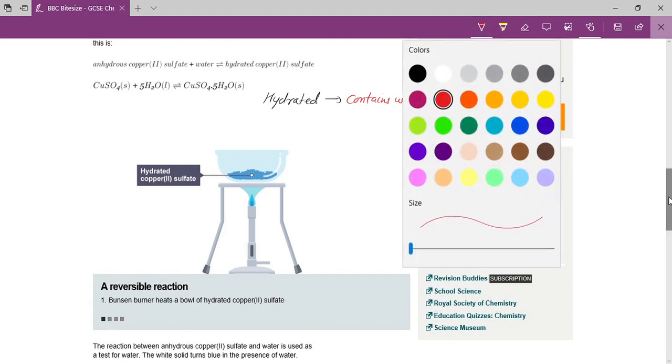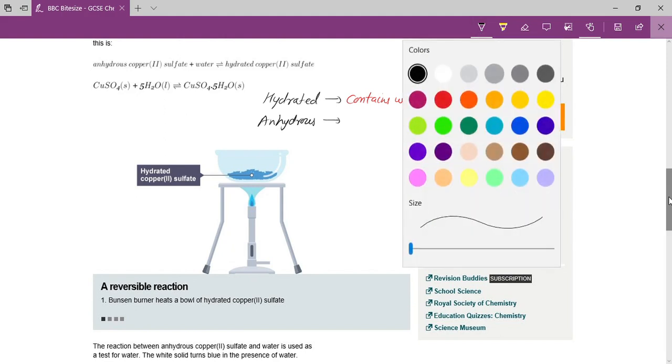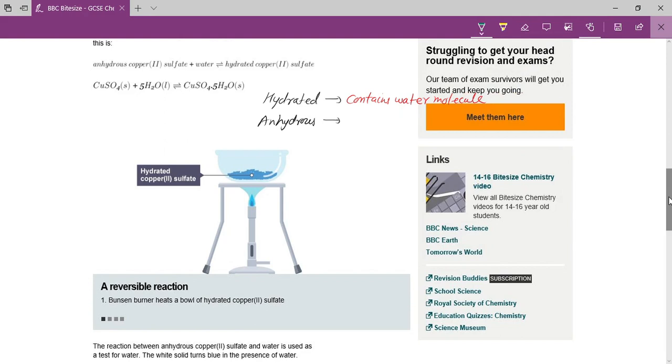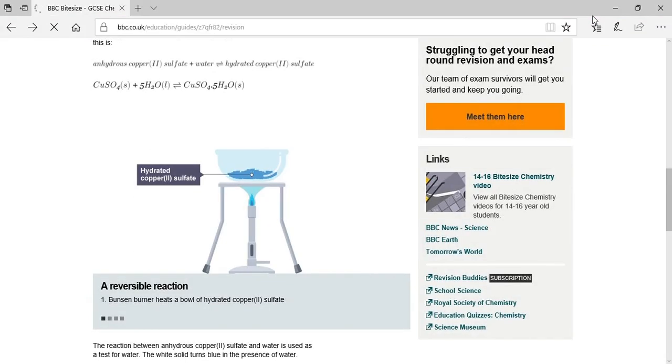And the next one is anhydrous, okay? Anhydrous means it does not contain water molecule, okay? Give me one second, beta, because I have to show you a slide over there. Yes, so I'm going to refresh that.